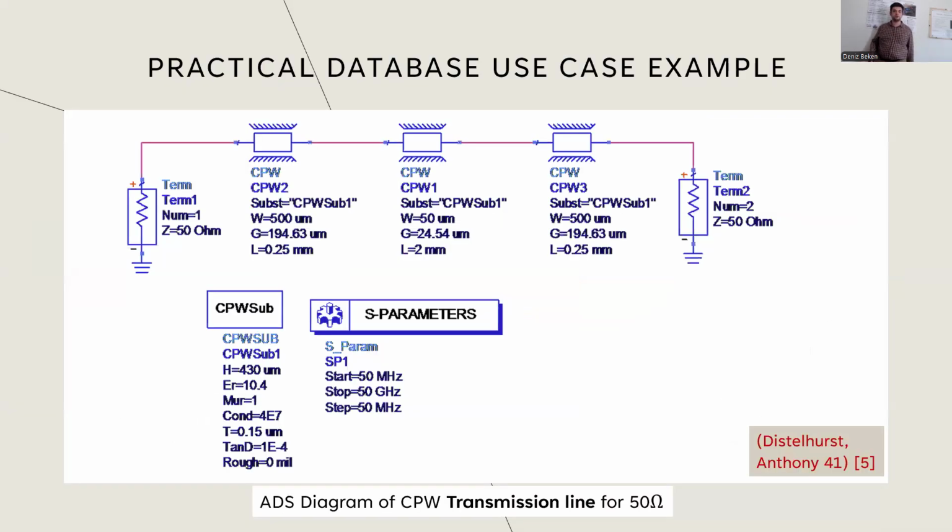Let's look at practical database use case examples. So here we have an ADS, or Advanced Design System, CPW transmission line design schematic, or a coplanar waveguide transmission line. This has a number of different parameters. As you can see here, we have W, G, and L, and we have T, which is for period, and we have different frequencies for our S parameters. We have 50 megahertz start, 50 gigahertz stop, and 50 megahertz step.